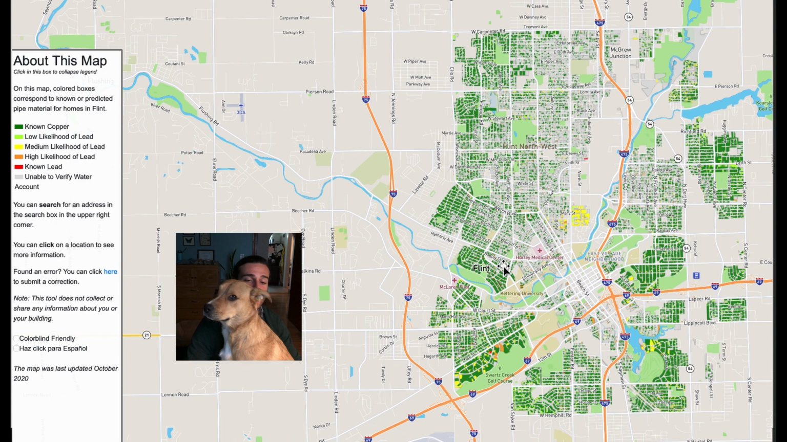The color indicates the type of pipes in that particular part of the city. So there still are areas of the city that have known lead pipes, because this is clearly going to take several years to fix the problem 100% by replacing all of those lead pipes. This is no easy task, but this map actually does show real time of where there is a medium likelihood of lead and a known lead pipe. And through the years, you have seen more and more dark green, which is good, right?